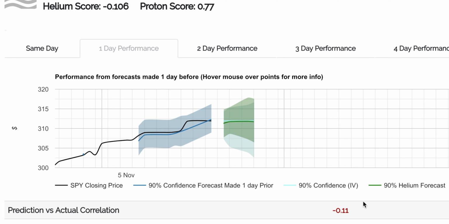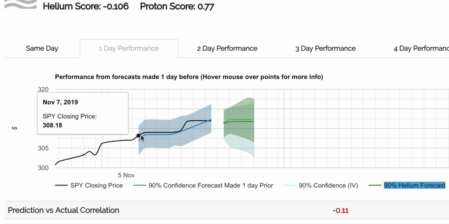Now, what does that mean? The 90% Helium interval is Helium's 90% confidence interval forecast, the same thing that generated the blue line that you saw back here. What is this turquoise one? This is the 90% confidence interval based on options pricing.